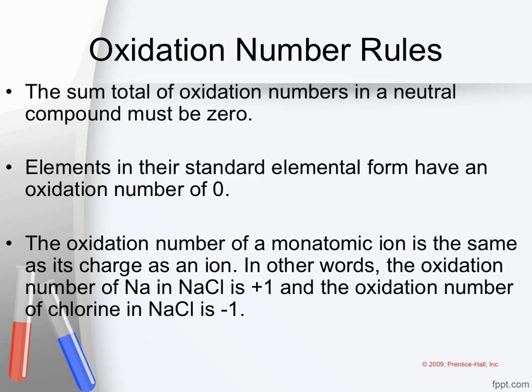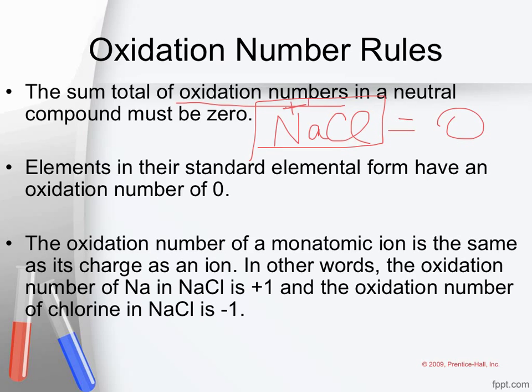All right, so here are the rules for assigning oxidation numbers. The first thing to remember is that the sum of all of the oxidation numbers of the atoms in a compound must be 0. So sodium chloride, for example, its overall charge is 0. So that means the oxidation numbers that you assign to each atom must also add up to be 0. So sodium, we know, has a charge and an oxidation number of +1. Chlorine has an oxidation number of -1. +1 minus 1 does in fact equal 0, so that's good.